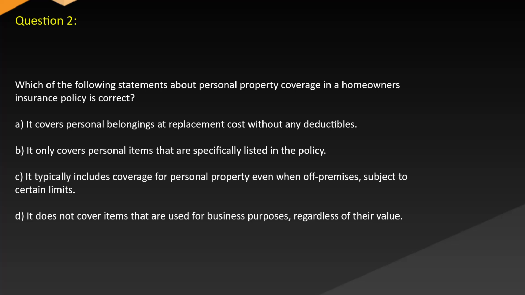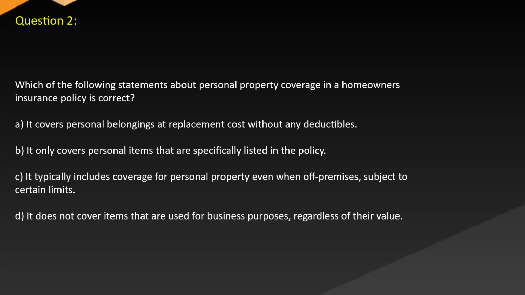Question 2. Which of the following statements about personal property coverage in a homeowner's insurance policy is correct? A. It covers personal belongings at replacement cost without any deductibles. B. It only covers personal items that are specifically listed in the policy. C. It typically includes coverage for personal property even when off premises, subject to certain limits.